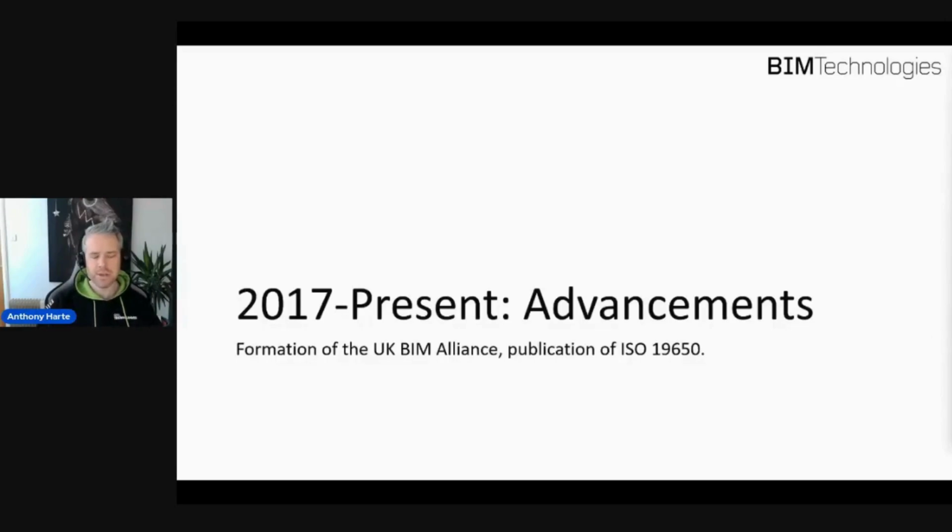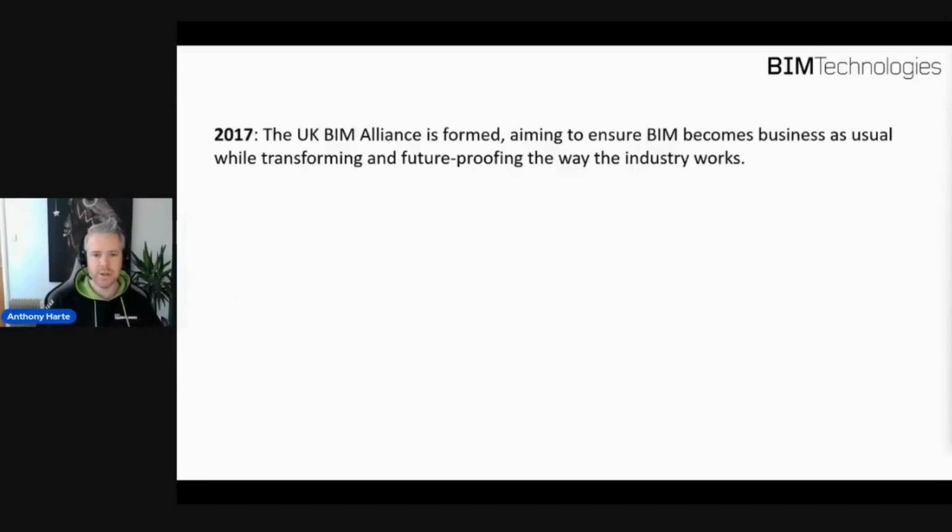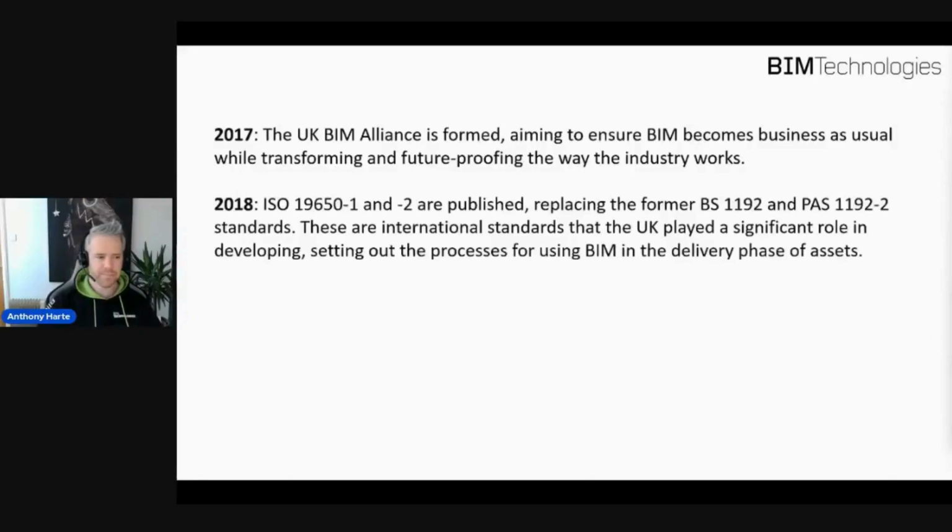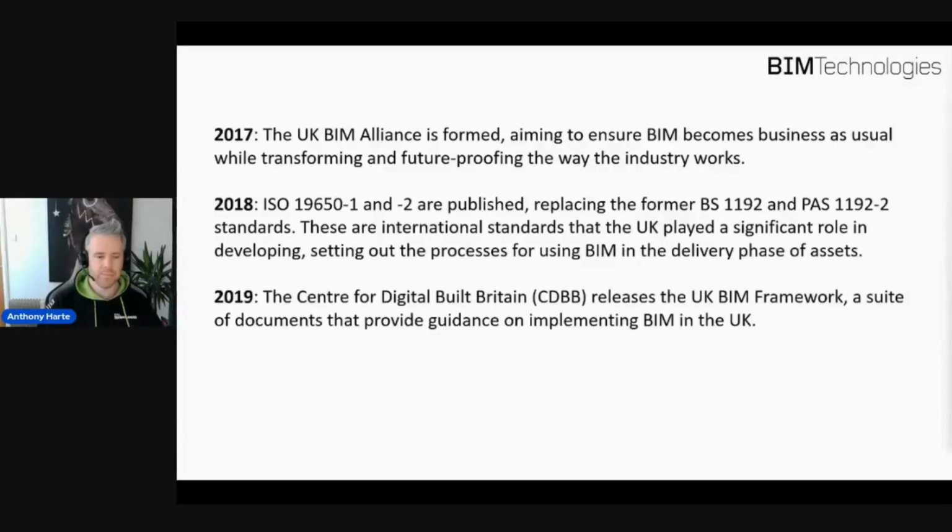From 2017 up to the present, we saw various alliances formed, aiming to ensure that BIM becomes business as usual and future-proof in industry. In 2018, ISO 19650 Part 1 and Part 2 were published, and these replaced the former British standards and the PAS standard. They were international, but the UK played a significant role in developing and setting out those standards.